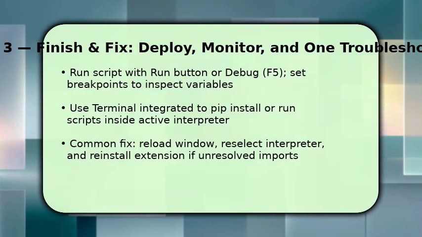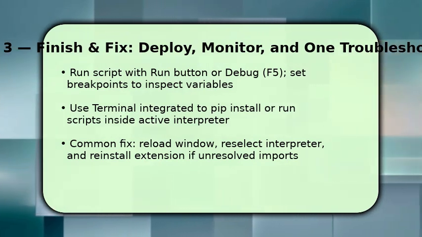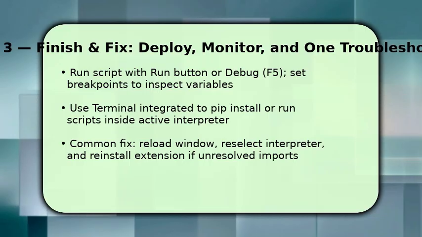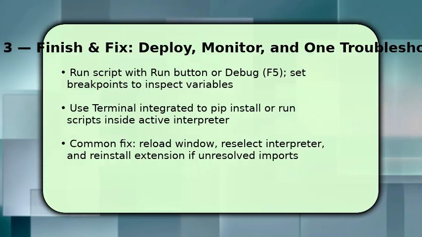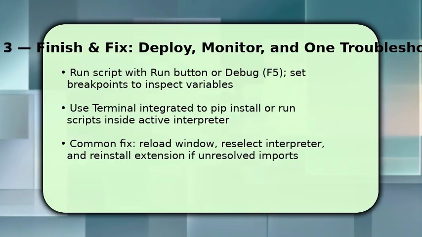Finally, run and debug your code. Press Run or F5, set breakpoints, and step through to inspect variables and flow. Use the integrated terminal to run pip installs inside the active interpreter so dependencies match what VS Code uses.